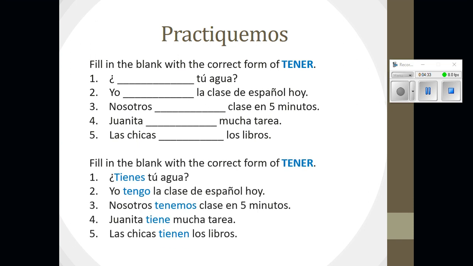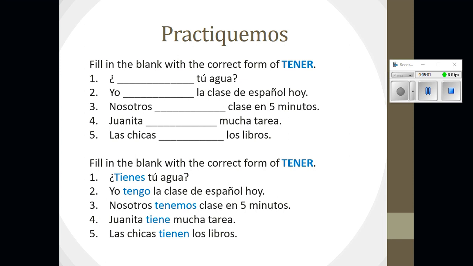Okay, número 2. Yo tengo la clase de español. We chose tengo because that's the yo form of tener. 3. Nosotros tenemos clase en 5 minutos. We have class in 5 minutes. We chose tenemos because that is the nosotros form of tener. 4. Juanita tiene mucha tarea. We chose tiene because Juanita is a girl. It's like saying she. So ella tiene. Juanita has a lot of homework.